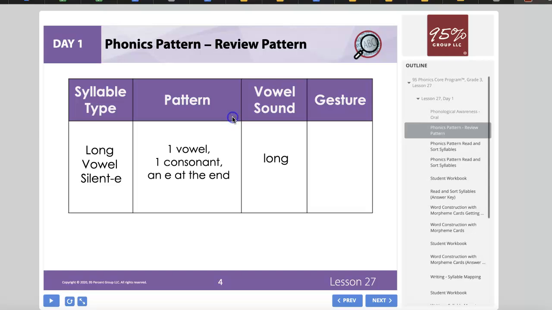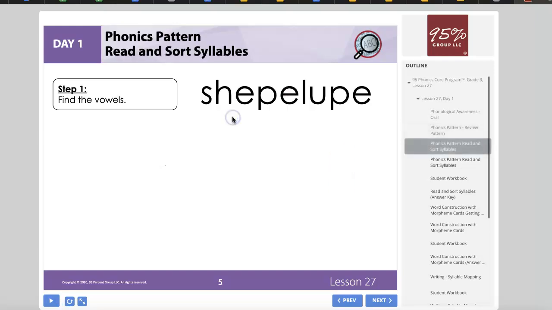So we're looking at long vowel silent E, and that is where we have a vowel, a consonant, and an E at the end. We don't hear the E at the end because it is what? Silent. Good job. Now, all together, I want us to list out our vowels. A, E, I, O, U, and sometimes Y. Good job.